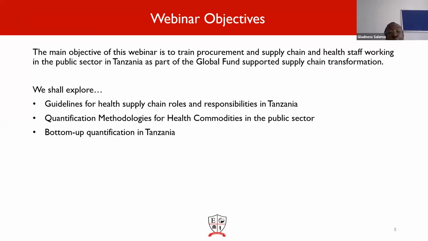And we also go through the quantification methodologies for health commodities, and this is particularly in the public sector. So we have an understanding of the common methodologies, but at the same time, we also go through the bottom-up quantification process that has been adopted in our country. So these are three main sessions. And within them, we also talk about the role of the Global Health Supply Chain, who is actually a technical support to the whole process of bottom-up quantification.